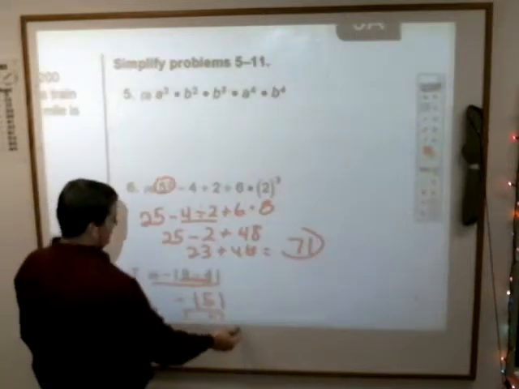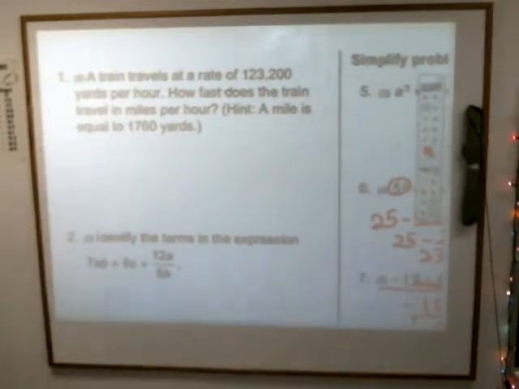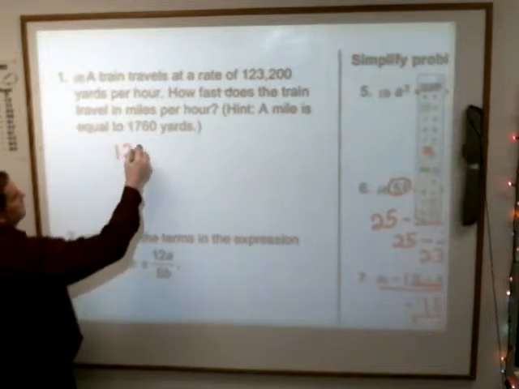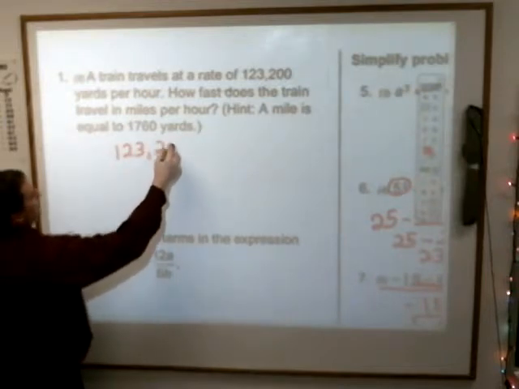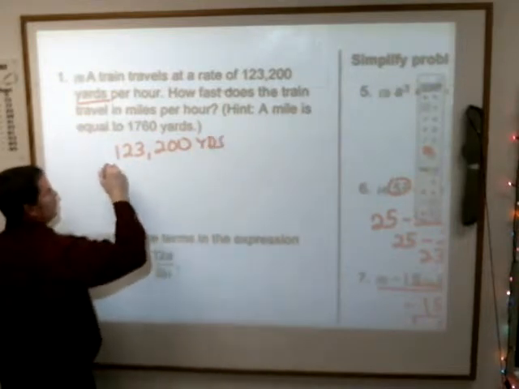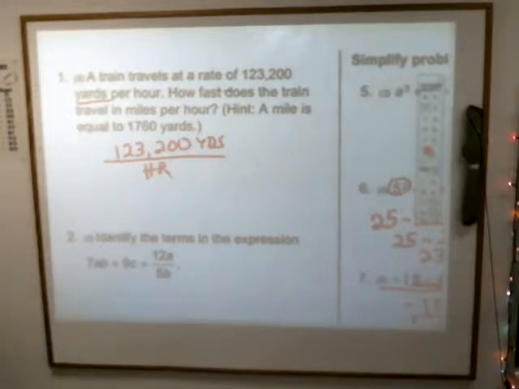Does it only go from one side to the other? What's up with that? The train travels at a rate of 123,200 yards per hour. How fast does the train travel in miles per hour? Alright, simply this. It gives you 123,200 yards per hour. That's your given thing. You with me? No math involved yet.